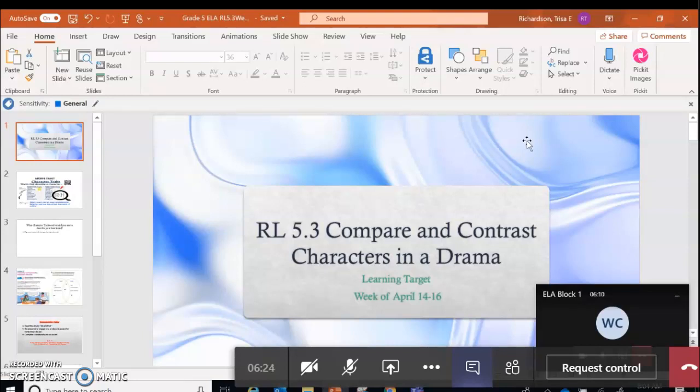Contrasting characters in a drama. Before we got out for spring break, we were focusing on text structure and different types of text structure. Can you all recall some of the other text structures that we have learned about besides compare and contrast?